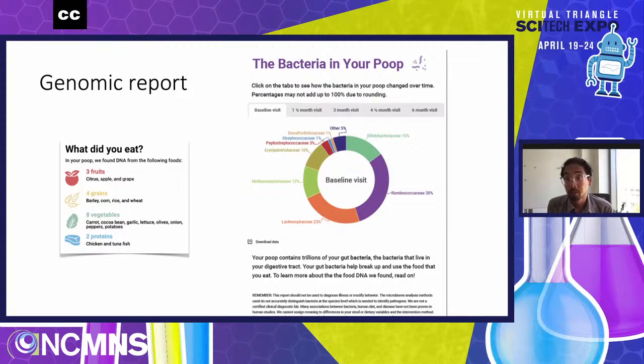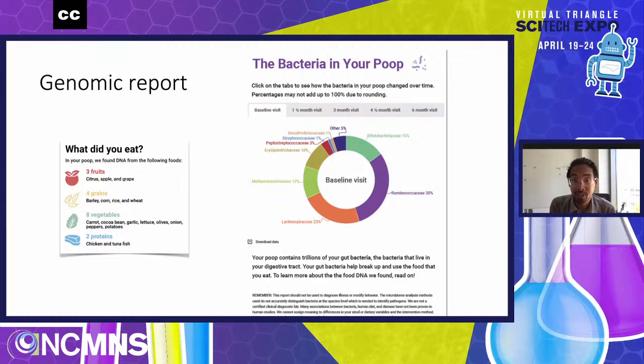And so for all of those reasons, we always share with people who join our studies things that they can see inside of them. And we do that, say on the right, by showing the different kinds of bacteria that occur at the different visits. And another thing that we are learning how to do now is actually measure the different kinds of foods that end up inside of stool.